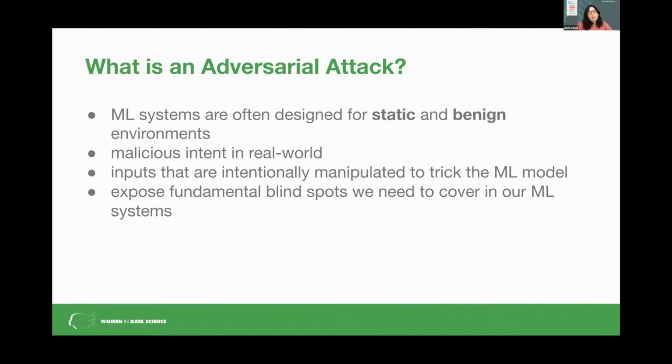Adversarial attacks are basically inputs to our ML models that are intentionally and maliciously manipulated to trick the model. And they can expose so many fundamental blind spots or vulnerabilities we need to cover in our ML systems. And I think this is why it is very important as data scientists to learn about these attacks and the vulnerabilities that they might exploit.